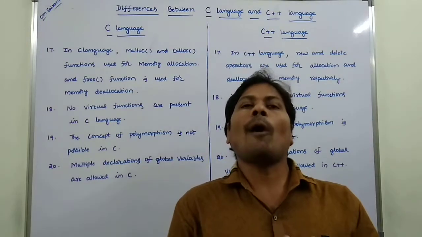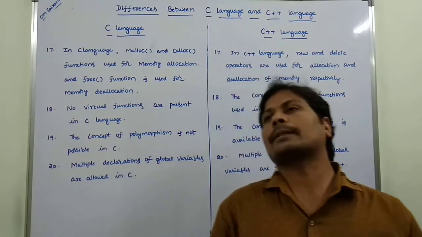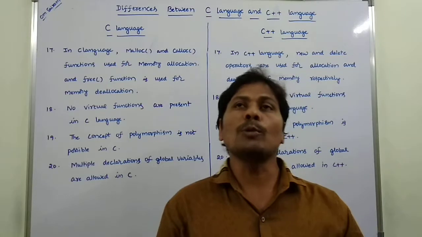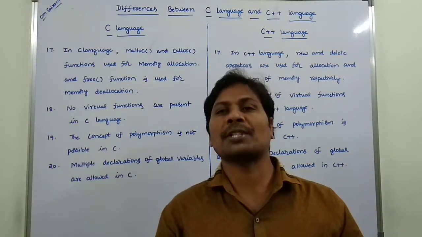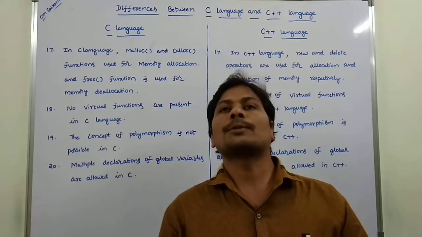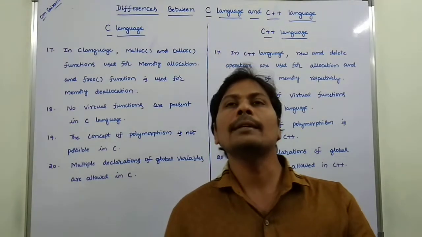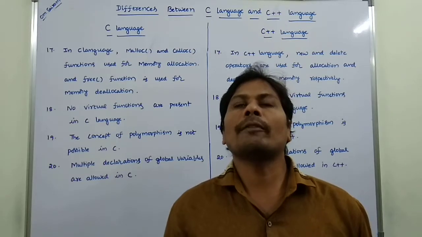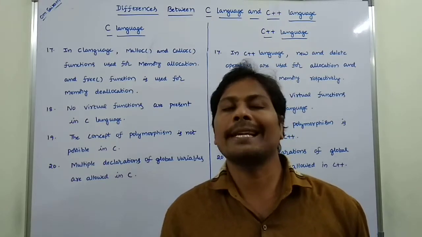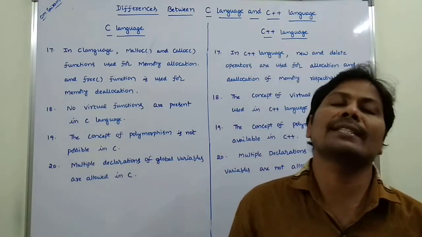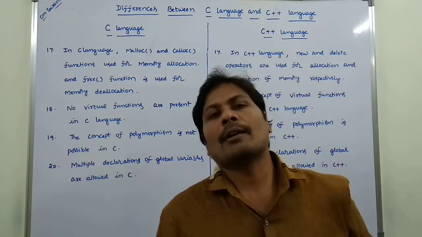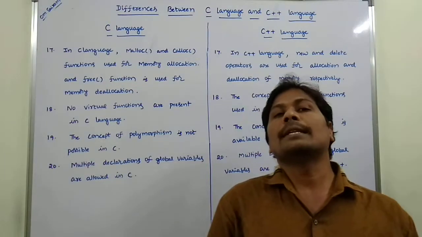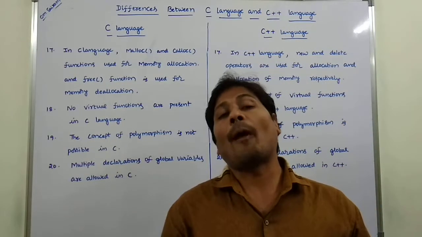Whatever operators are used in C language are also used in C++ language. What rules are used for creating an expression and evaluating that expression? The same rules are also followed in C++ language. Mainly C++ language is derived from C language. Then we can say that C++ is a superset of C language. So these are the relations between C language and C++ language.